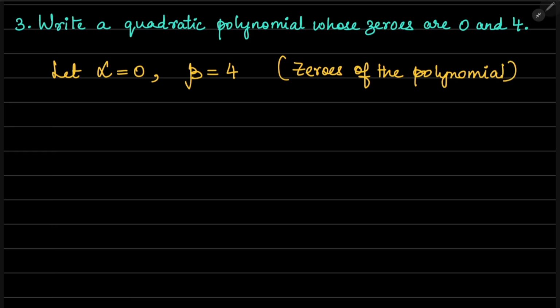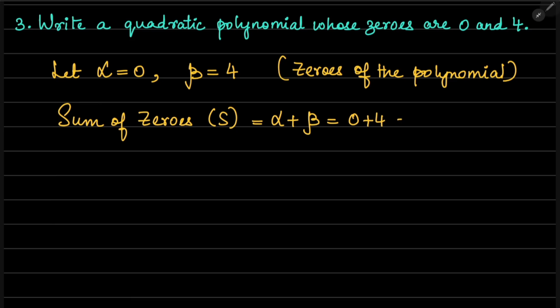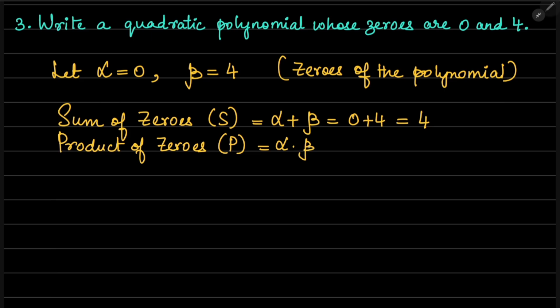So if I'm given the zeros, in order to form a quadratic polynomial, I need to find the sum of the zeros. The sum of the zeros, which I will denote by S, is equal to alpha plus beta. So 0 plus 4, which is 4. And then the product of the zeros, which I'll denote with P, that is just multiply alpha and beta. So 0 multiplied by 4, which is 0.